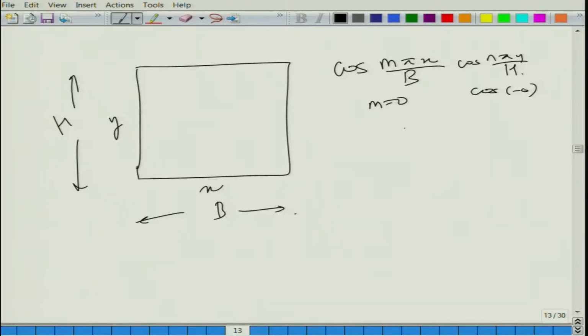Now, when m is equal to 1, you get cos pi x by b. When x is equal to b by 2, this is 0. So, you get a modal line here, and when y is equal to h by 2, you get a modal line.